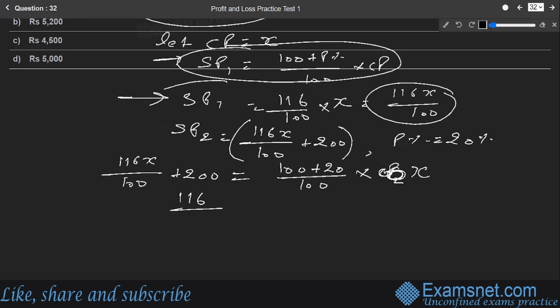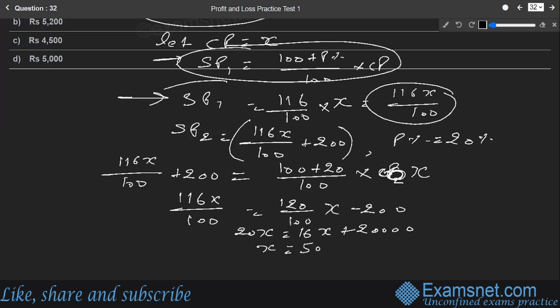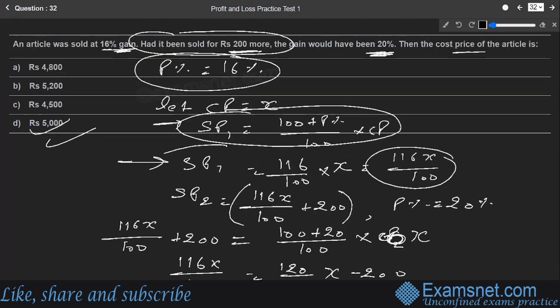This is 116x by 100 plus 200 is equal to 120 by 100 x. If we solve this equation further, it comes out to be 20x is equal to 16x plus 20,000, which gives us x value as ultimately 5,000. So the cost price of the article is 5,000 rupees, and that is available in option D, and that is the right answer. Cost price is 5,000 rupees.